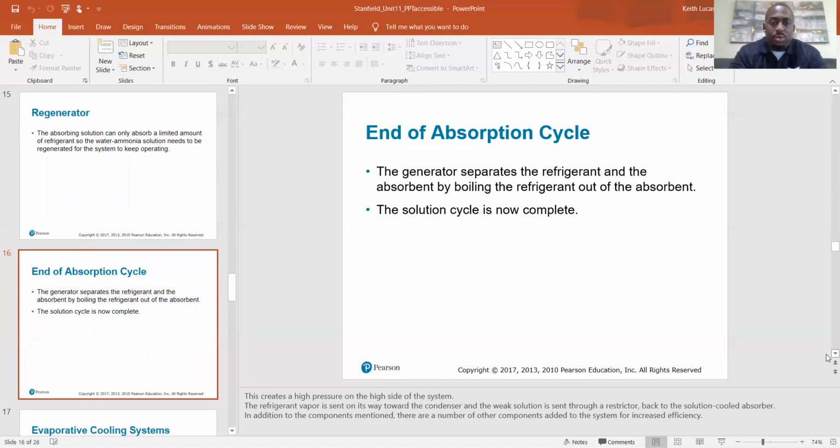End of absorption cycle. The generator separates the refrigerant and the absorbent by boiling the refrigerant out of the absorbent. The solution cycle is now complete. This creates a high pressure on the high side of the system. The refrigerant vapor is sent on its way toward the condenser, and the weak solution is sent through a restrictor back to the solution cooled absorber. In addition to the components mentioned, there are a number of other components added to the system for increased efficiency.